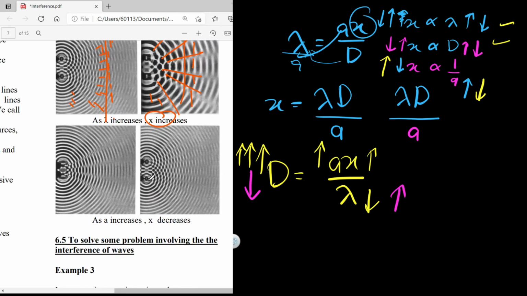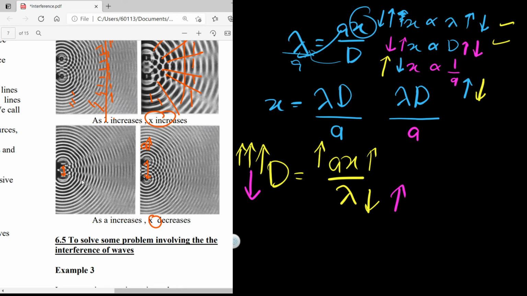And this one shows that as A increases, where is A? Here, the distance between the two sources. So this one is shorter, and this one is being increased, so longer. As A increases, what will happen to X? We had discussed this. Mathematically, from the equation, we can directly see that X will decrease, and it can also be proven by this diagram.